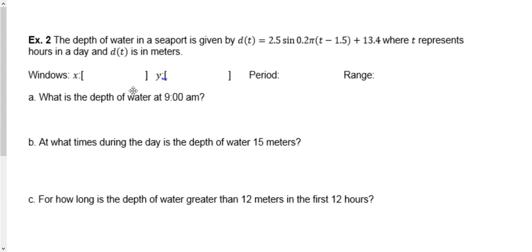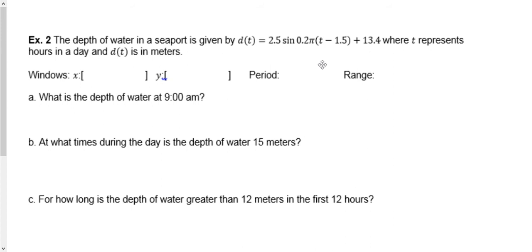In example 2, it says the depth of the water in a seaport is given by this equation here, and again I notice pi, so I want to be in radian mode, where t represents the hours in a day and d represents the depth in meters. So depending on the time of day, your seaport is either rising or falling based on the water there. The first part is asking: what window setting would you be using, and what's your period and range?